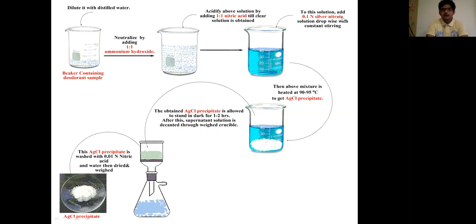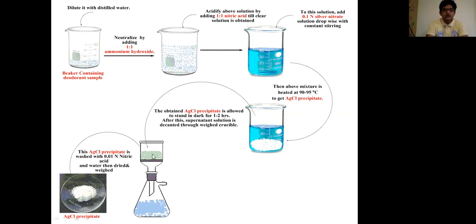So here silver nitrate is added as a precipitating reagent to form a precipitate of silver chloride. So the chloride present in the deodorant sample will get converted into silver chloride precipitate by reaction with silver nitrate. The above mixture is then heated at 90 to 95 degrees centigrade to form silver chloride precipitate. Then this obtained AgCl precipitate is allowed to stand in the dark for 1 to 2 hours. After this, the supernatant solution is decanted through the crucible.